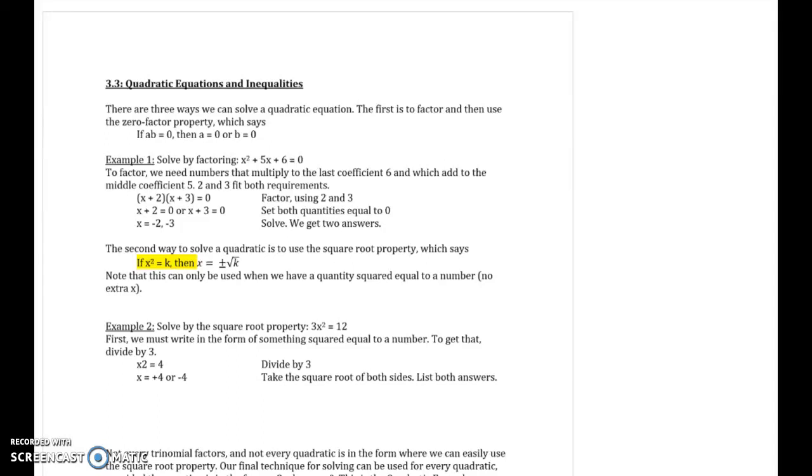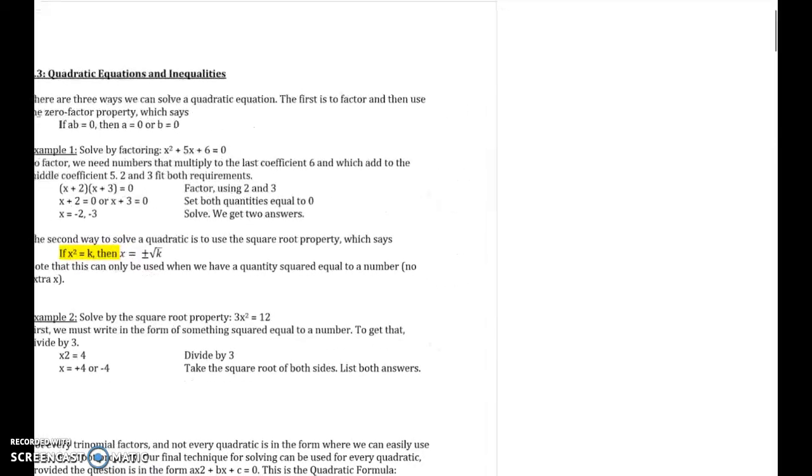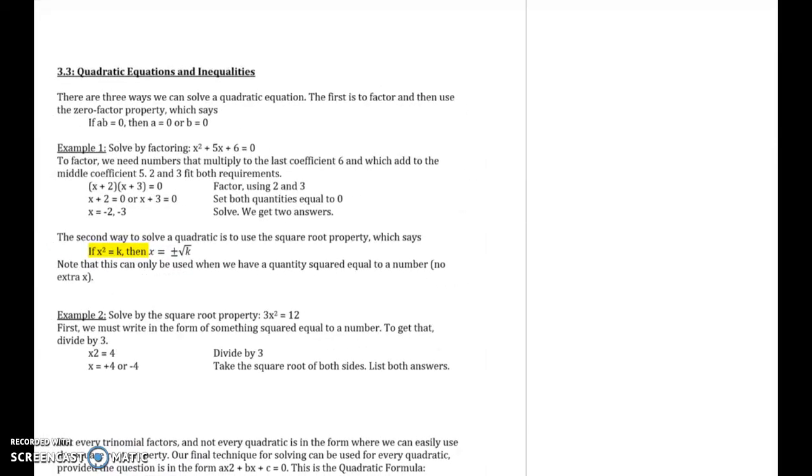Alright guys, so now we are going to talk about section 3.3, quadratic equations and inequalities. What we must focus on, and let me write that on the side, is a quadratic equation, which is about ax squared plus bx plus c equals 0. Okay?